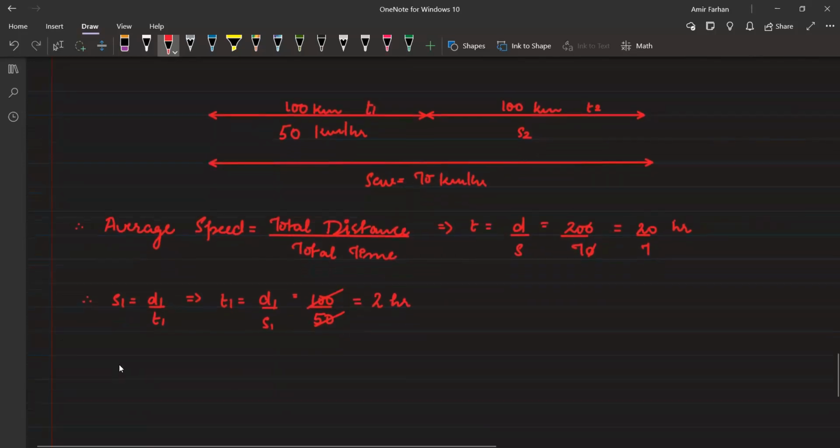So I can calculate t2 by subtracting 2 hours from this total time. The total time is t1 plus t2, and I need t2.